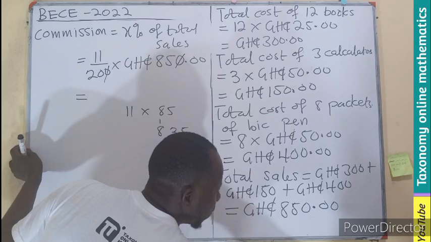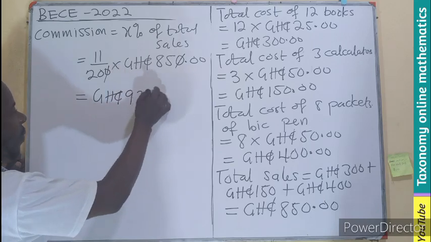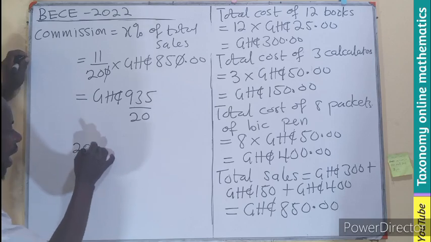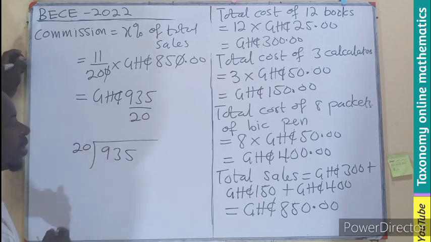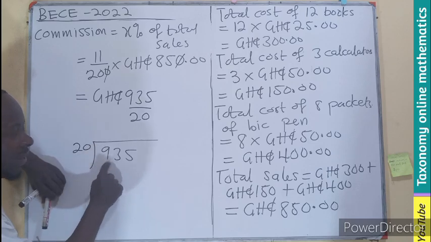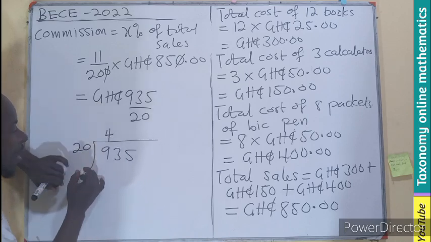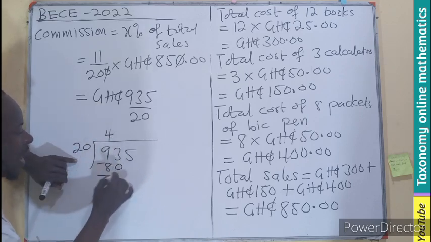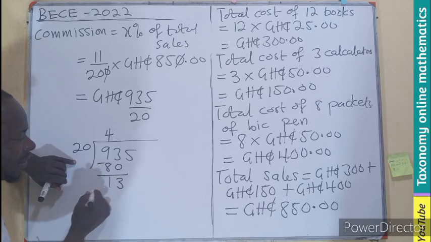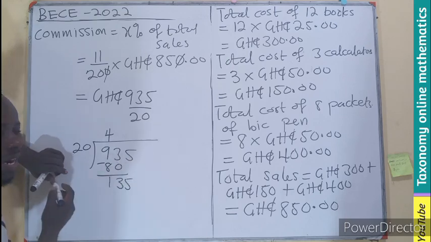So this becomes 935 divided by what? 20. That's the 20 right there. So we have 20 as the divisor, 935 as the dividend, right? What do we do? 20 will go into 93, it will go there 4 times, that is 80. So 4 times 20 will give you 80, right? And if you subtract 80 from 93, you'll be left with 13. 20 cannot divide 13, so you bring down the 5, 135.